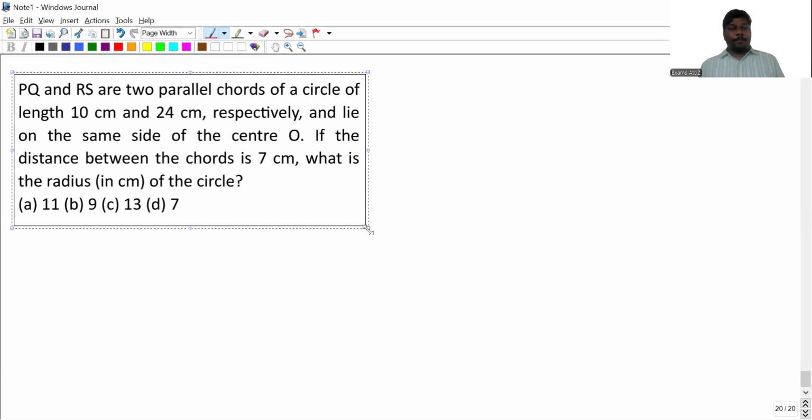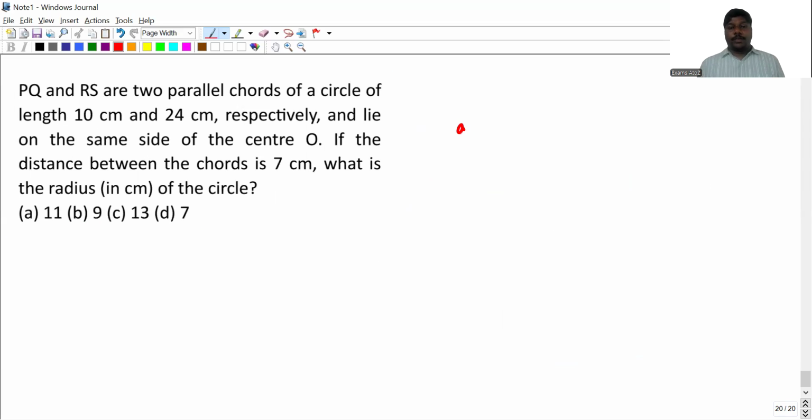ఇక్కడ కూడా చూడండి, one chord, another chord, same thing. They gave you 10 and 24. 10 and 24 అంటే ఏంటి? Larger is 12, smaller is 5. సేమ్ సైడ్ అంటున్నాడు, డిస్టెన్స్ ఇస్ 7 అంటున్నాడు. ఓకే, డిస్టెన్స్ 7 ఎప్పుడు అవుతుంది? సేమ్ సైడ్ ఉంటే డిస్టెన్స్ 7 అవుతుందా లేదా చూడండి ఒకసారి. x అనేది 7 అంటున్నాడు. Is it becoming 7? Yes, 12 minus 5, 7 అవుతుంది కాబట్టి.